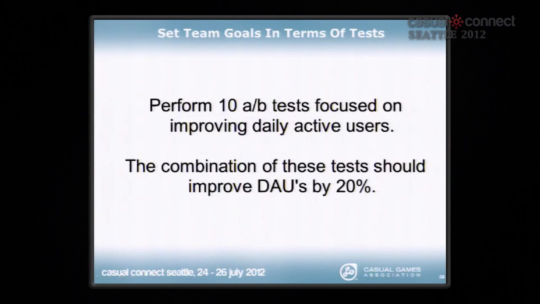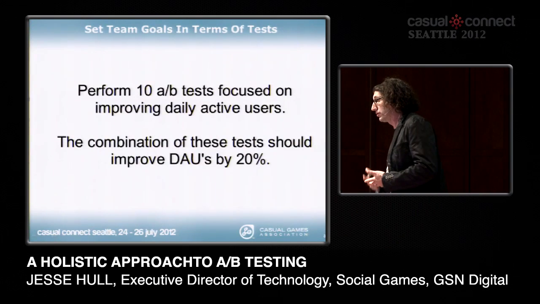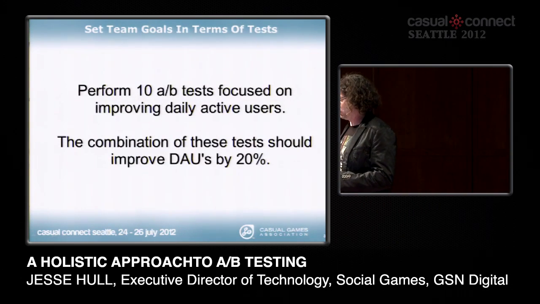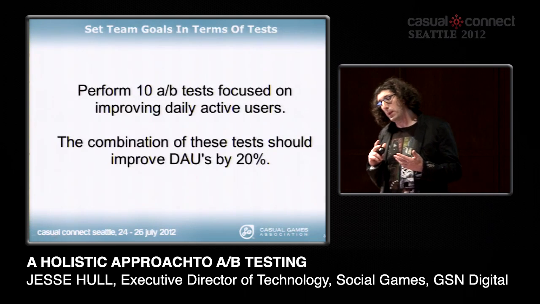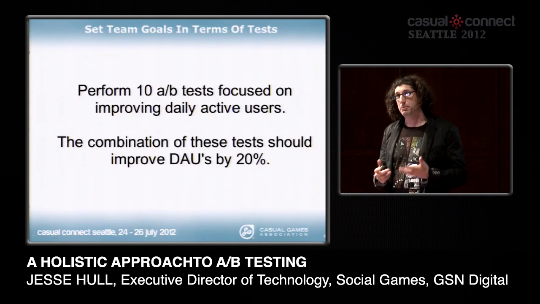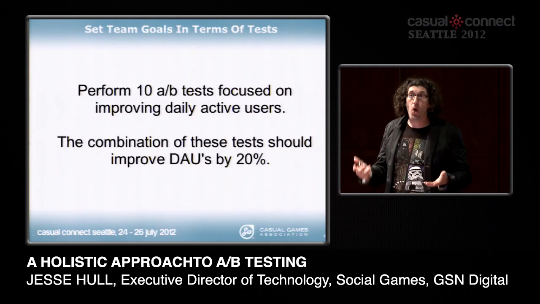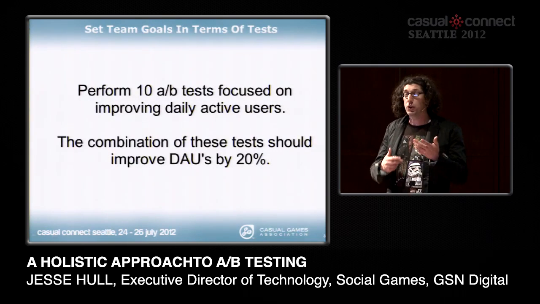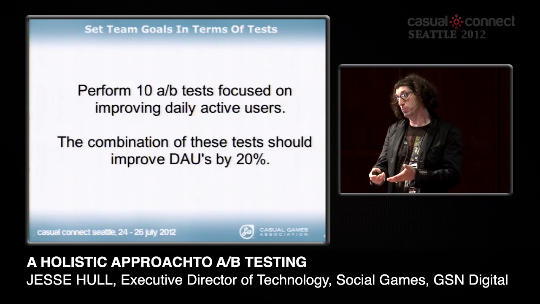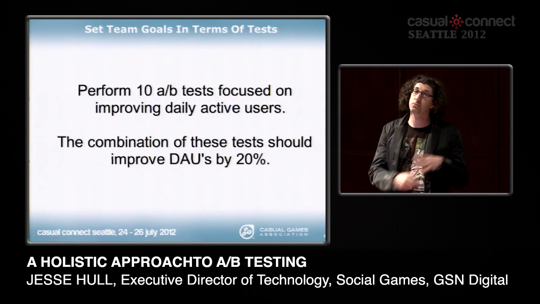So one thing is really try to set goals of teams in terms of tests. So here's an example: perform 10 tests on improving daily active users. The combination of those tests should improve daily active users by 20%. So what does that do? The thing I like about this is you're saying we want you to build stuff. You have to build 10 tests. But they don't all have to succeed. You only need 1 or 2 tests to really succeed to move that needle. So that gives people the freedom to try different things. Not everything has to succeed, but we do want you to produce things.